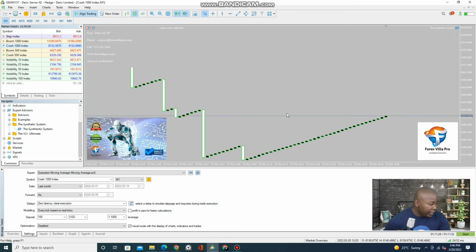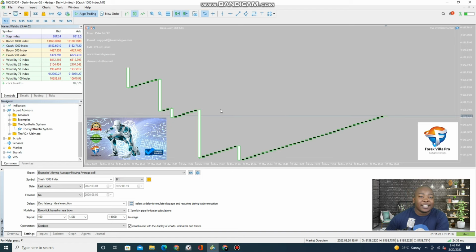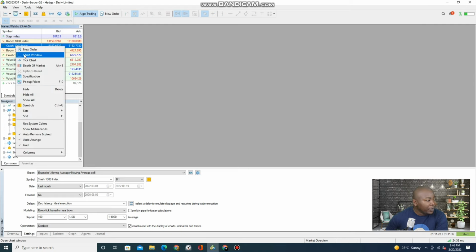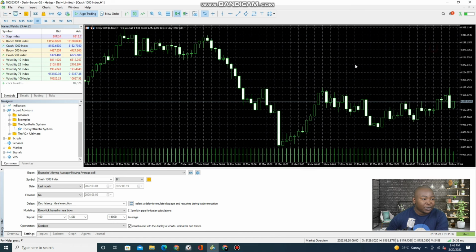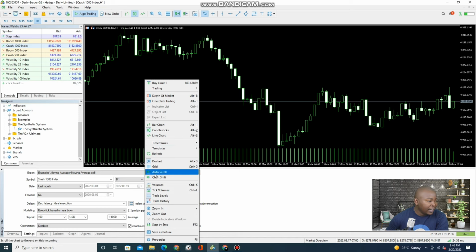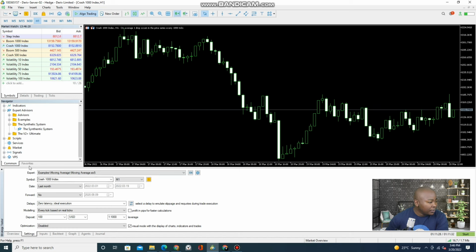Yo guys, so here we are. We're talking about the synthetic system. I'm just looking at my PC right now. I've just loaded the system. Let me close that and reload from scratch so that you see. I've just opened Crash right now. We're going to be testing it on Crash. You know me, I don't like the grid and stuff like that. I just remove that and those tick volumes over there.